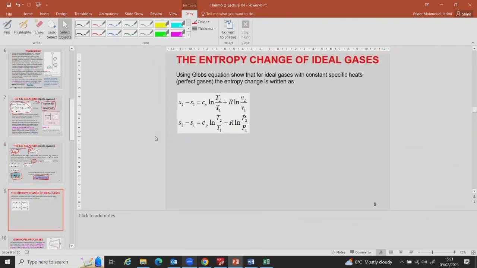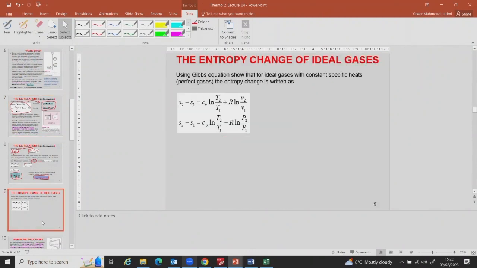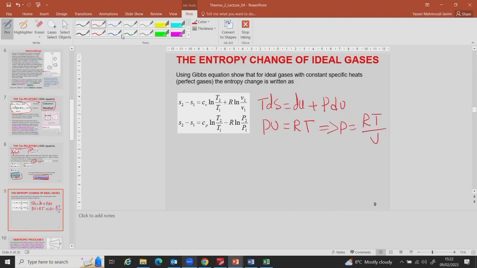It can be shown that for ideal gases, we can write the change of entropy in this form. I'm sure that you can do it at home. It's not a difficult thing to do. If you use this Gibbs equation, I can show one of them to you so you can do the other one. So TdS is dU plus PdV, and I know that PV equals RT, or P is RT over V. So I will plug this in here instead.